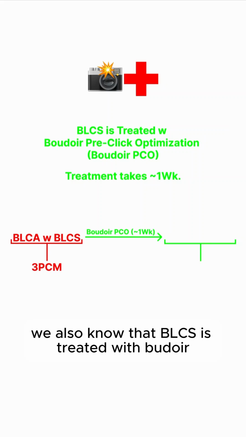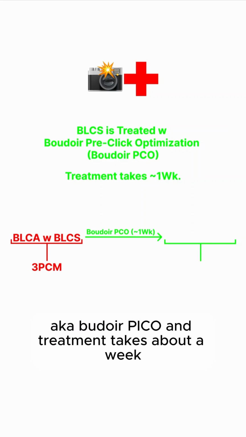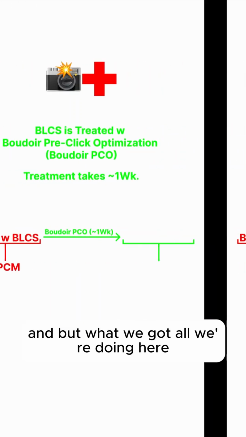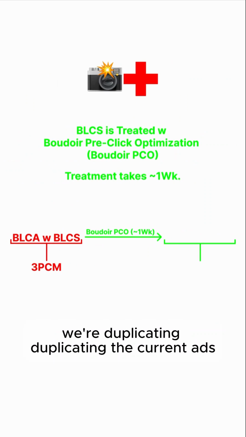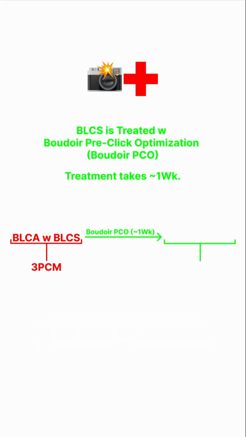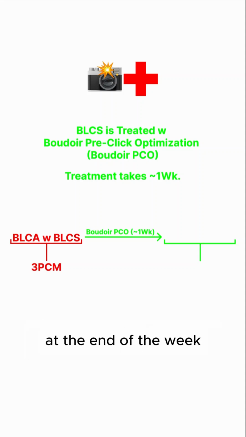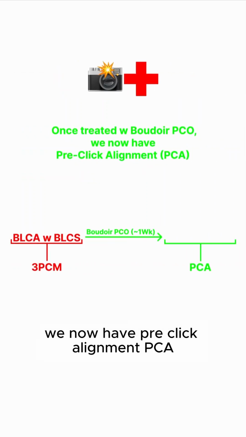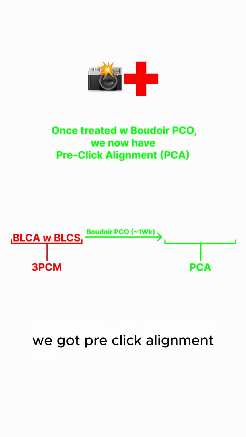We also know that BLCS is treated with boudoir pre-click optimization, aka boudoir Pico, and treatment takes about a week. With boudoir Pico, all we're doing is duplicating the current ads, leaving them on or off, whatever they are, and we treat the duplicated ad. We don't touch the original. We treat the duplicate for a week, and at the end of the week we keep whichever one has better metrics. Once treated with boudoir Pico, we now have pre-click alignment, PCA.